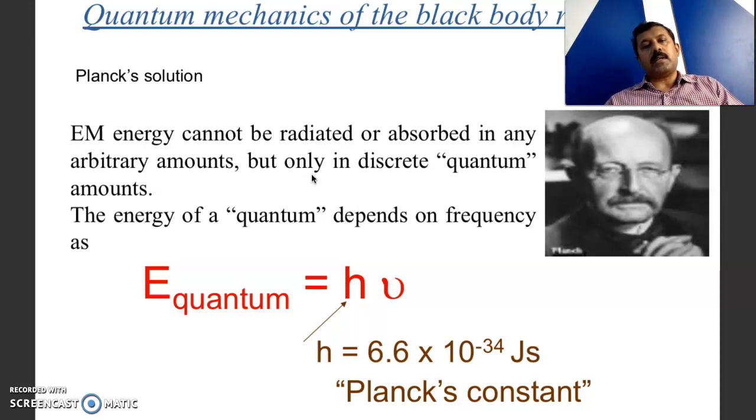He assumed that energy absorption or emission from a blackbody is not a continuous phenomenon, but takes place in discrete packets of energy, and he called these packets of energy quanta. That is why the new mechanics is termed quantum mechanics. The energy of that quantum of energy is equal to h nu, or an integral multiple of h nu. This h is a constant, which we now call Planck's constant. Its value is 6.6 into 10 power minus 34 joule second. Therefore, the energy of each quantum depends on its frequency.